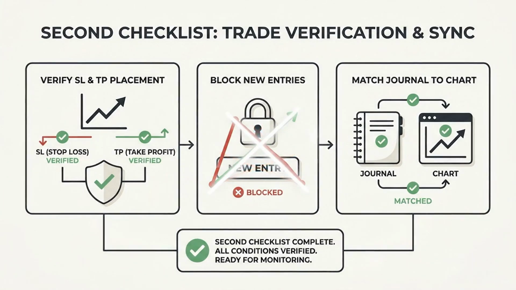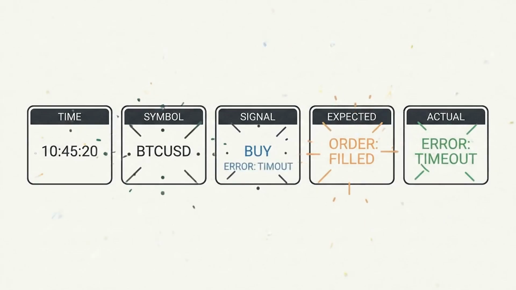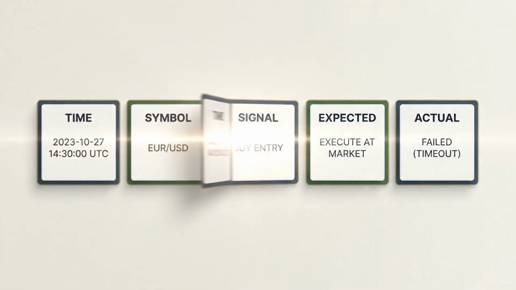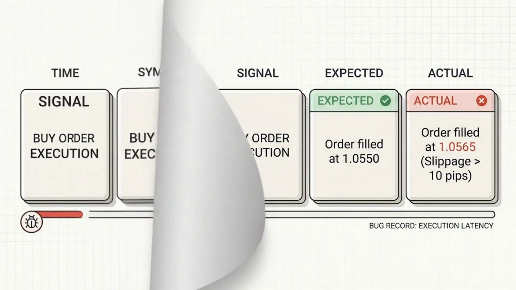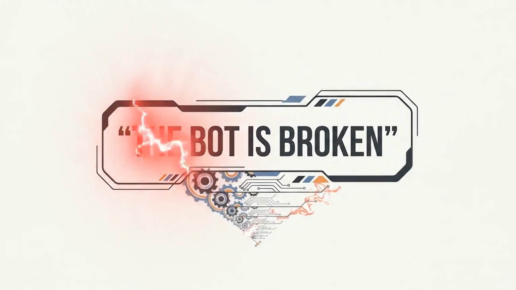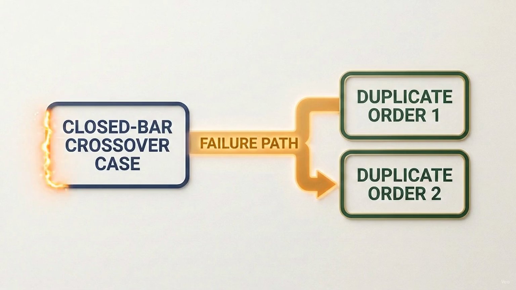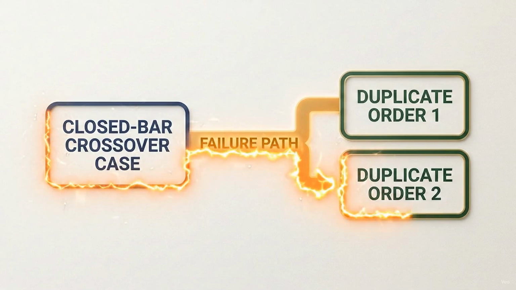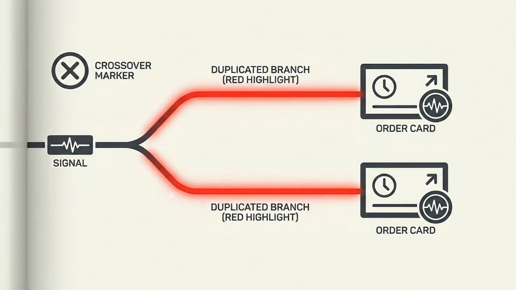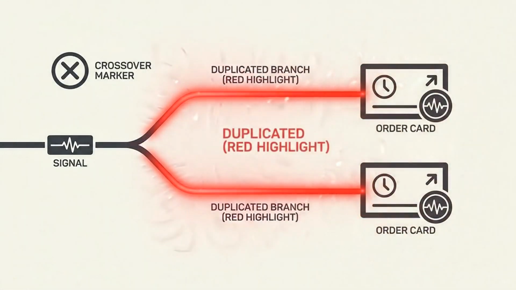If a trade looks wrong, I pause at that candle and record the time, symbol, signal values, expected action, and actual action. That becomes a precise debugging prompt. "The bot is broken" gives ChatGPT almost nothing. "At this candle, the fast average moved from below the slow average to above it on consecutive closed bars, and the bot placed 2 orders" gives it a reproducible case.